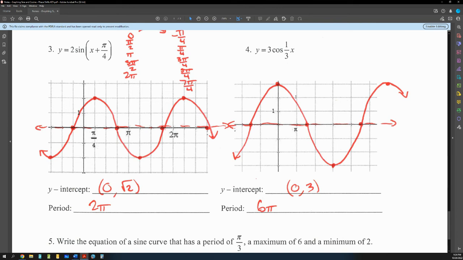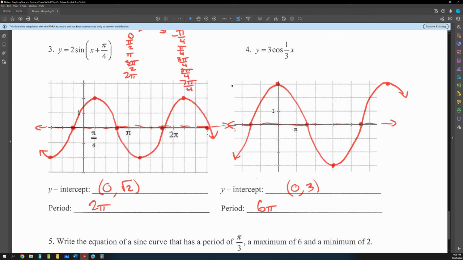Number 4, we have 3 cosine of 1/3 x. So this is going to be a horizontal stretch by a factor of 3 and an amplitude, a vertical stretch by a factor of 3. So our period is going to be 6 pi. So if every increment is pi, then I should see it start at a maximum here and then end at a maximum at 6 pi. Okay? We have a minimum at 3 pi. Fill in the grid and sketch the rest of your points.